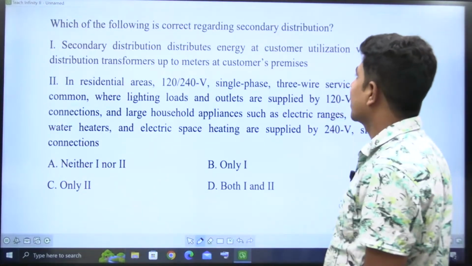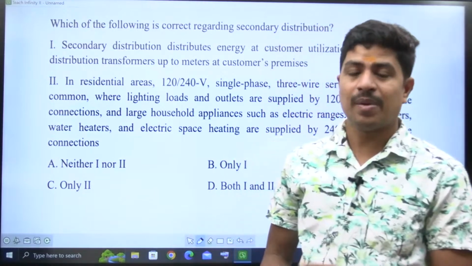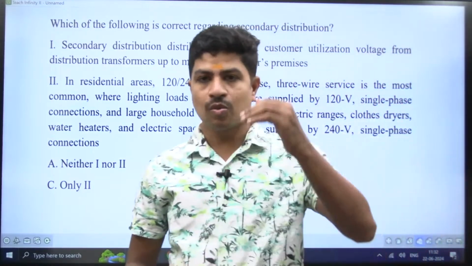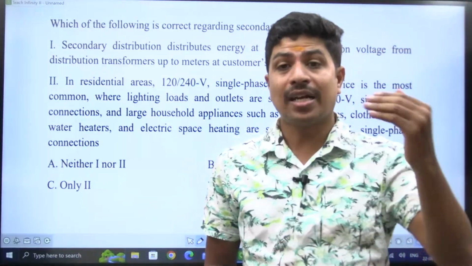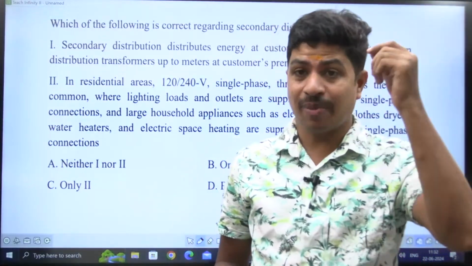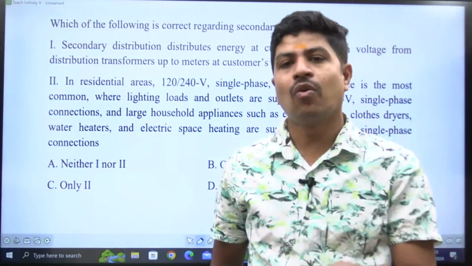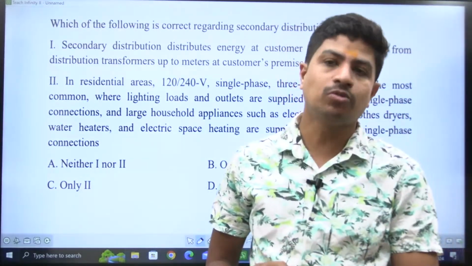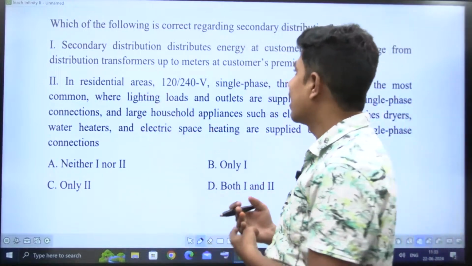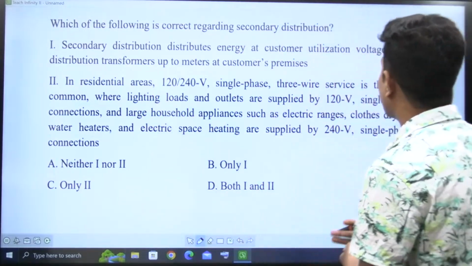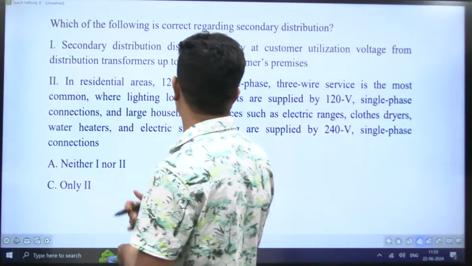The next question, please. Which of the following is correct regarding secondary distribution? See, distribution is of two types: primary distribution and secondary distribution. Primary distribution voltage level is high, that is used for industries. 11 kV and 33 kV are the primary distribution voltages. Secondary distribution voltages start from 11 kV and 440 V, and in single phase it is 230 V. That secondary distribution is directly connected to the loads most of the time. Yes, secondary distribution distributes energy at customer utilization voltage from the distribution transformer to the meters of the customer premises.